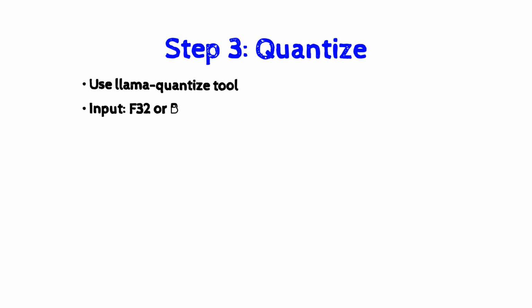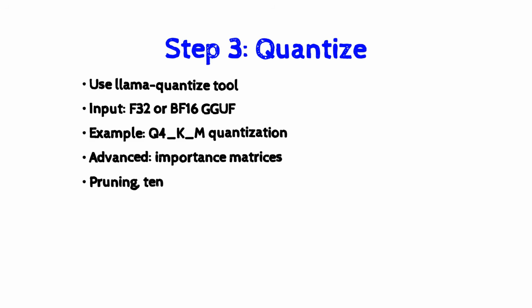This tool takes a GGUF input model file, typically in a high-precision format like F32 or BF16, and converts it to a quantized format. For example, to quantize to Q4_K_M, you would run llama-quantize input-model-F32.gguf output-model-Q4_K_M.gguf Q4_K_M. Advanced options include using importance matrices for better quality, leaving specific tensors unquantized, and pruning layers. The output is a single GGUF file that contains everything needed to run the model.